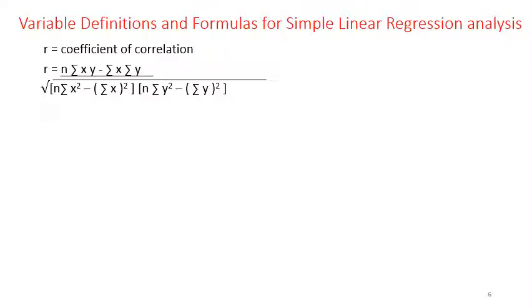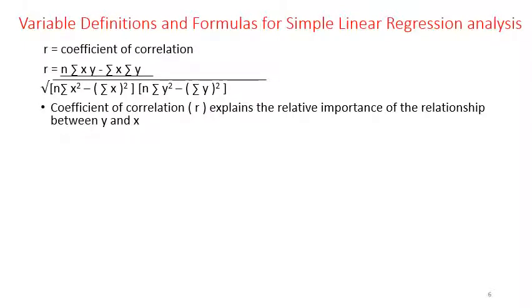We introduce a new term now, indicated by small r, which is the coefficient of correlation. R is n into sigma xy minus sigma x into sigma y divided by square root of n into sigma x square minus sigma x whole square, into n into sigma y square minus sigma y whole square. What is this coefficient of correlation?